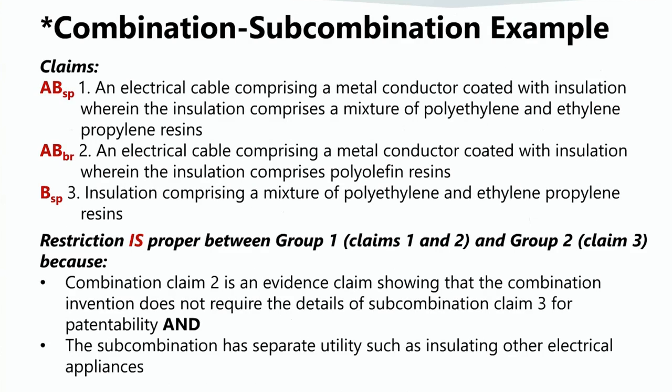In this example, the resins polyethylene and ethylene propylene are species of the genus Polyolefin. Claim 2 is the combination claim, as well as the evidence claim, since it shows that the limitations of subcombination Claim 3 are not required for patentability, thus meeting the first part of the two-pronged test for distinctness. Since Claim 3 broadly recites insulation, but is not limited to use on cable substrates, this is evidence of separate utility, thus meeting the second prong of the test for distinctness.